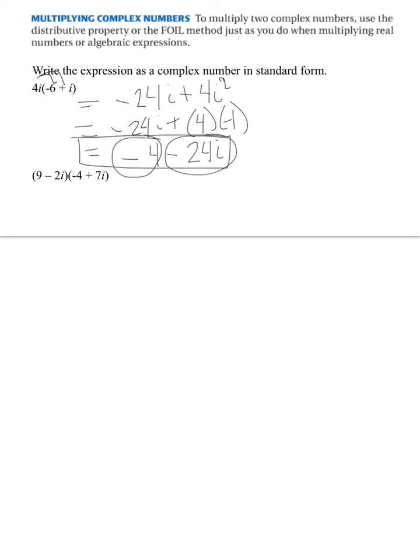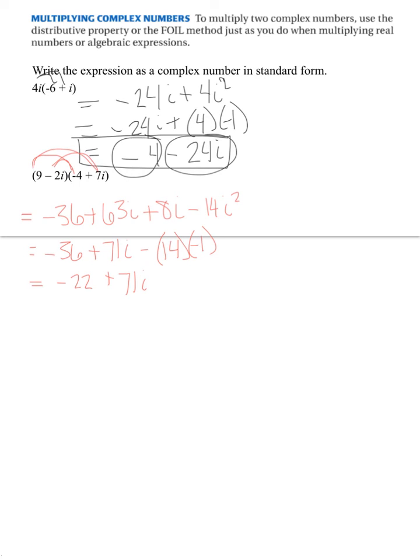So I would like you to try this next one and use the FOIL method to put this in standard form. And you should have gotten negative 22 plus 71i as your final answer. So that's the end of day 1. Day 2, we're going to be talking about complex conjugates and the complex plane, and also absolute value of complex numbers.